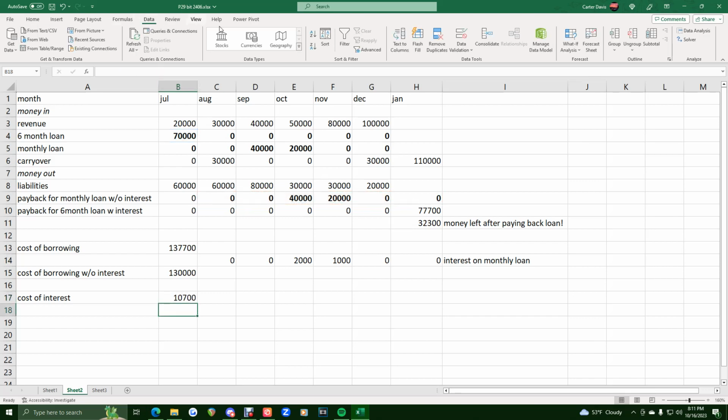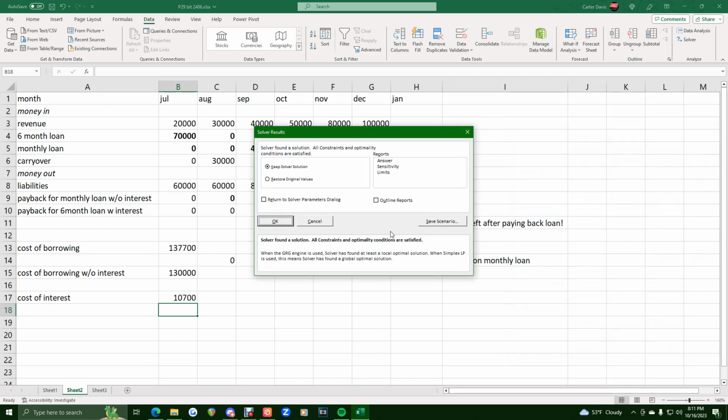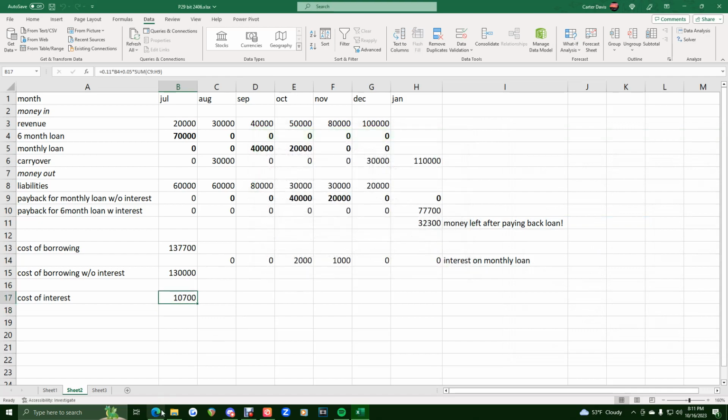Hit enter, and then in the solver, we minimize the interest. The changing variable cells did not change from the last one. It's this one here, and then all 6 of these bold ones down here. I don't think I even need this constraint here. That's just saying that all the monthly loans are greater than or equal to 0. Maybe I do need it because I think at some point I was getting negatives. And then B6 through G6, so the carryovers have to all be greater than or equal to 0. I don't think this one matters. That was for something else I was originally doing, but I'll just hit solve anyway. And it gives us 10,700.